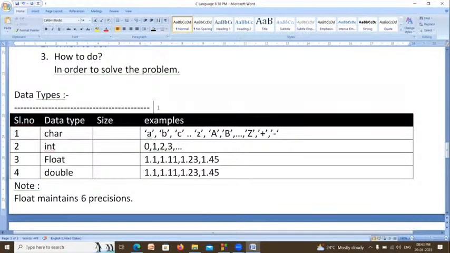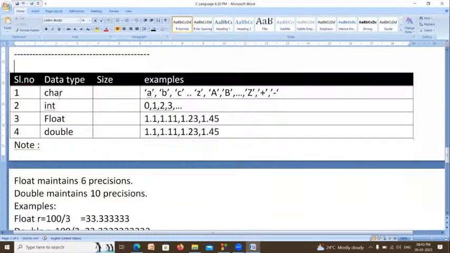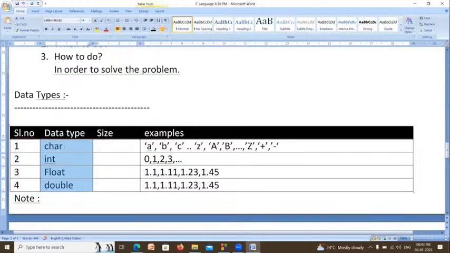Now tell me what is the data type. So the character, the integer, the float, the double, these 4 are the data types. Actually, these are the keywords. So what is the meaning of keyword? I will explain you. Keywords are nothing but the names already defined in the system.